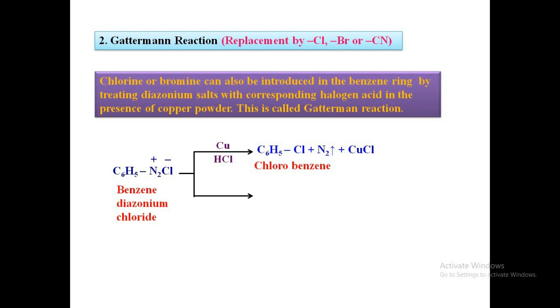In the second reaction, when benzene diazonium chloride is reacted with hydrobromic acid in the presence of copper powder, it forms bromobenzene with the liberation of nitrogen and cuprous chloride. In both the reactions, students, the diazo group is replaced by the halogens, chlorine and bromine, in the presence of copper powder.